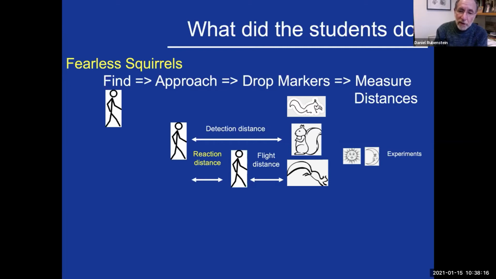Note where the squirrel is, how far you were to start with, and pace out that difference, that distance. But the key is, this is the detection distance. How close were you before it changed its behavior? And then this is where it left and it ran away from you as you kept coming. So you've got a marker here and a marker here. You can measure this distance by pacing it out.